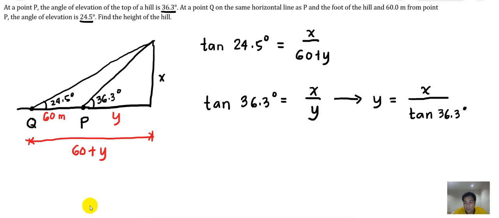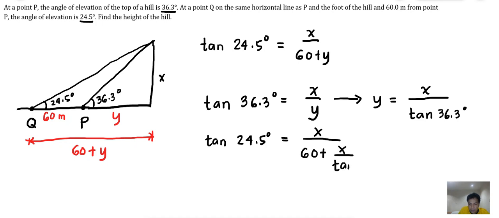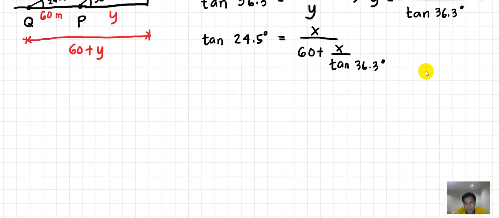Alright, and then we substitute this one. We substitute the value of y into the first equation. So the first equation now becomes tangent of 24.5 degrees is equal to x over 60 plus x over tangent of 36.3 degrees. Okay, we can solve this one. We can solve for x.